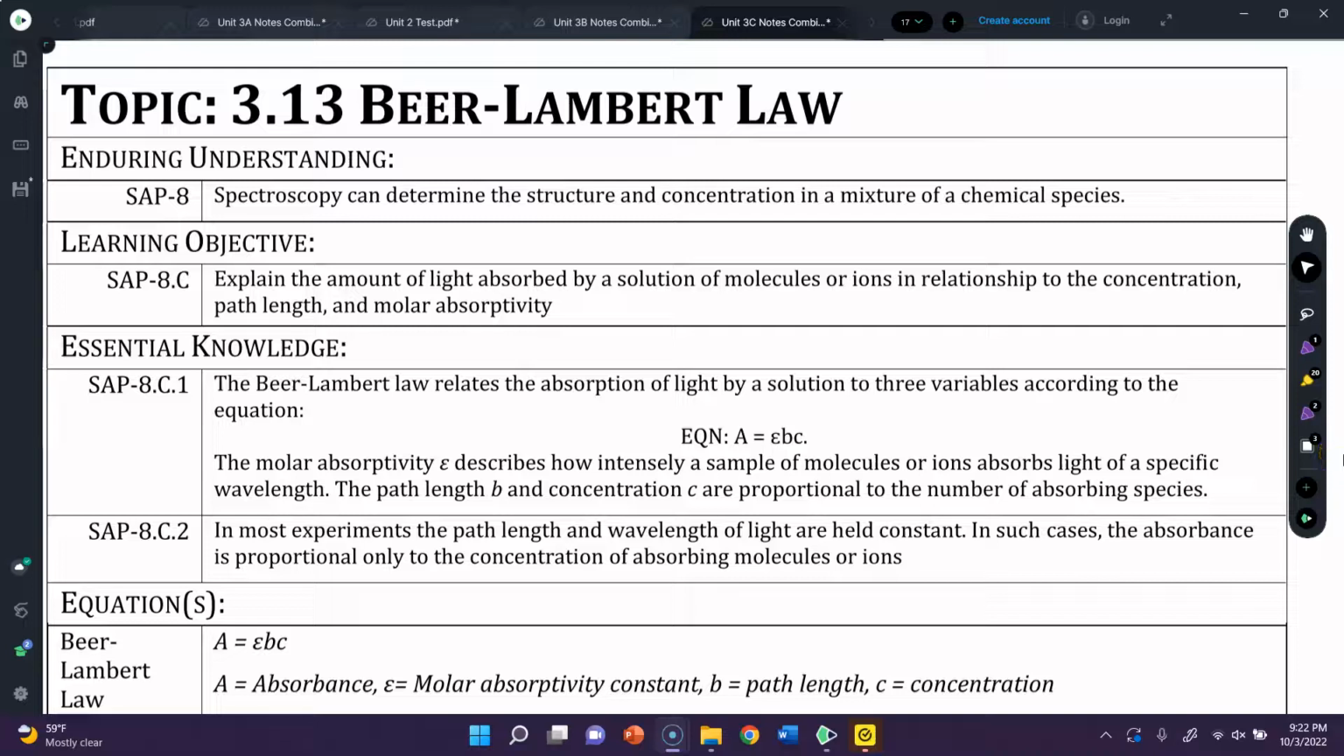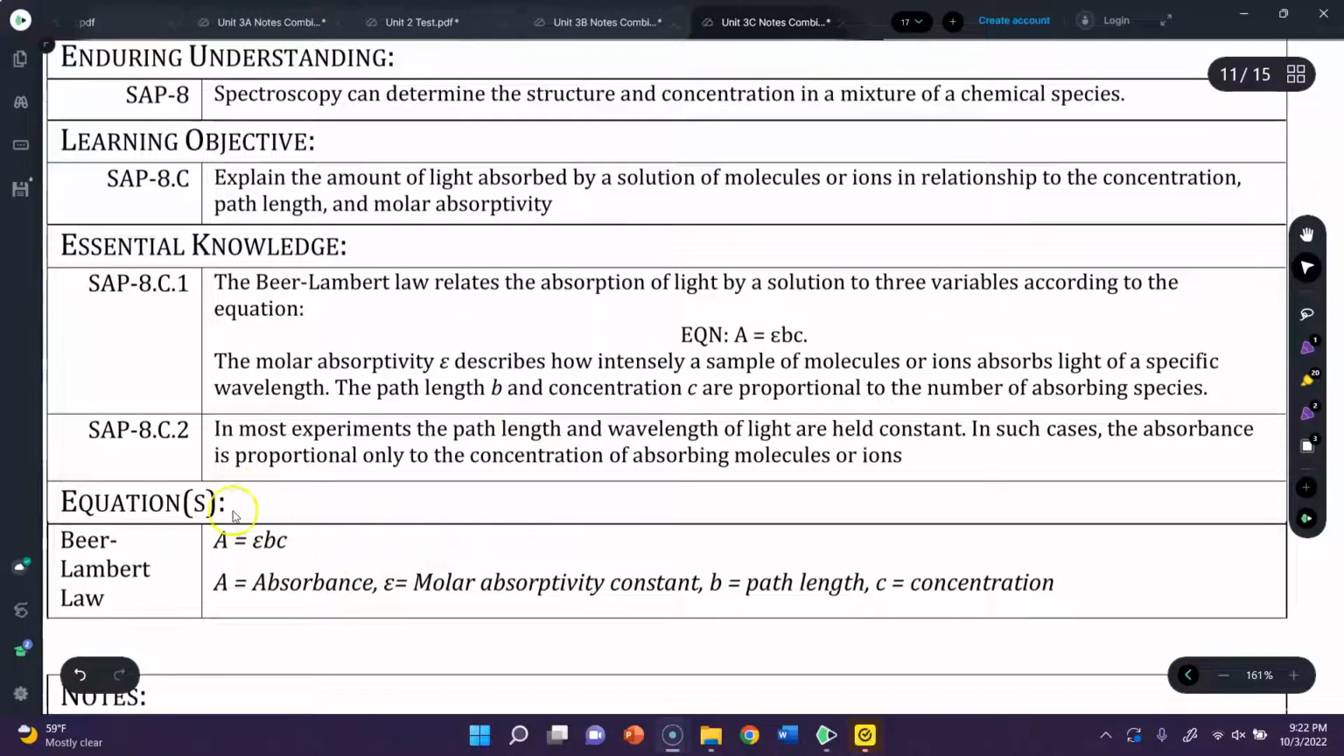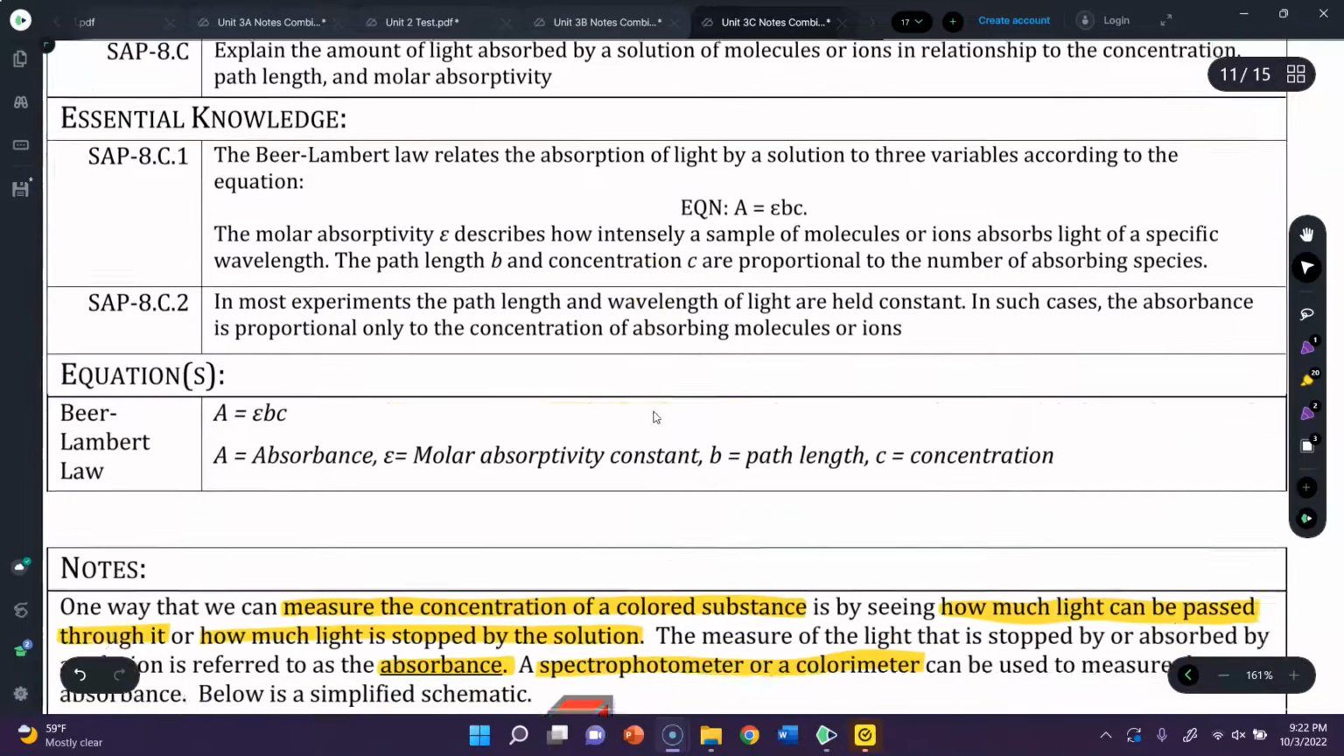Hello everyone, welcome to topic 3.13, Beer Lambert Law. In this, you should be able to explain the amount of light absorbed by a solution of molecules or ions in relationship to its concentration, path length, and molar absorptivity. We do have another equation in this one, which is given on the equation sheet, so you need to know how to use it. And we will discuss that in these notes.